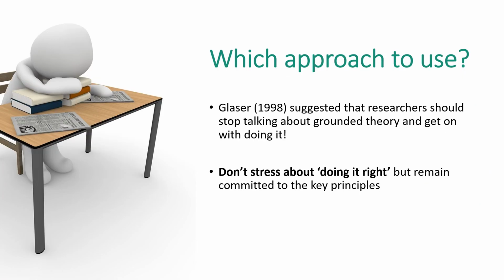You might get puzzled by all the different approaches and options and debates about which is the right way to do grounded theory. Even Glaser would stick at these debates and asserted that researchers should stop talking about and debating grounded theory and simply get on with doing it. When learning about grounded theory, one of the things that can become confusing is that all of the approaches seem to use different terminology, as I've mentioned. Try hard not to stress about doing it right, and instead note that they all adhere to these several key principles that I will go on to explain.